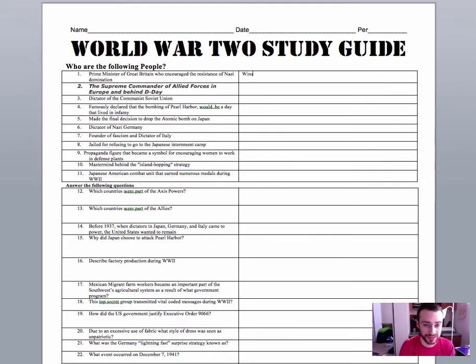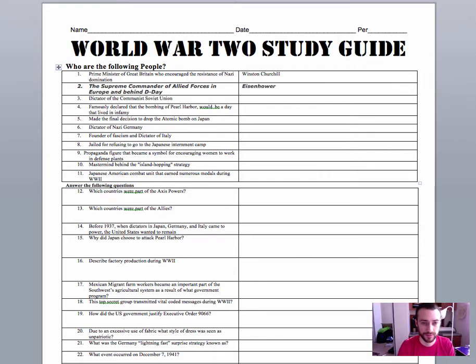That is going to be Winston Churchill. Be careful. I've seen some students put Neville Chamberlain because Neville Chamberlain was the Prime Minister when World War II started. However, that is not the case. He did not resist Nazi domination. Churchill did. Number 2, the Supreme Commander of Allied Forces in Europe and the general that was behind D-Day.